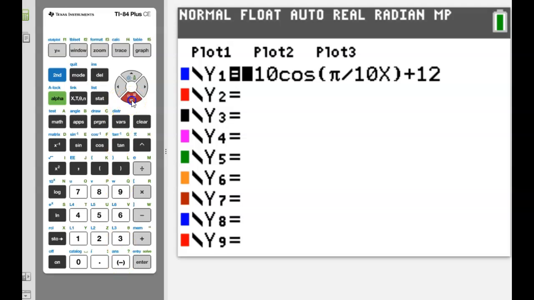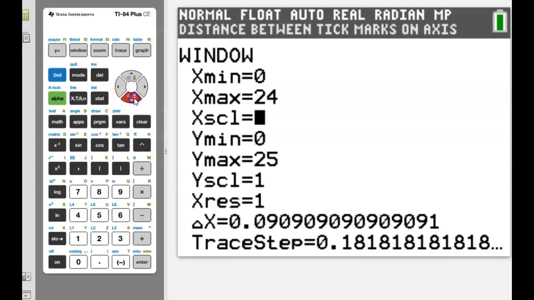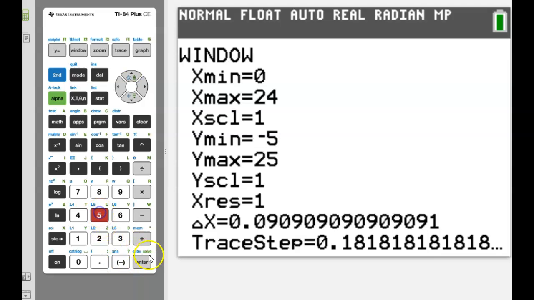What was it, guys? Negative 4 cosine pi over 6 x plus 2. So it did go a little, time, probably 24 hours is enough. But height, it was a little negative, so we need like -5 to 10. It didn't go up that high, did it?